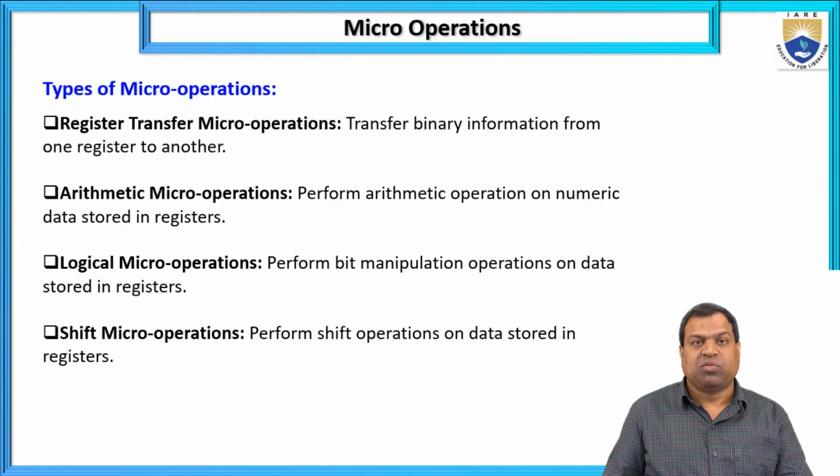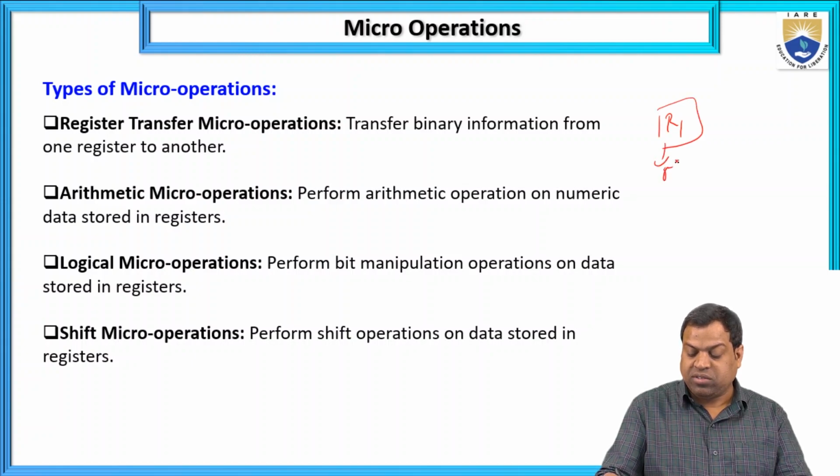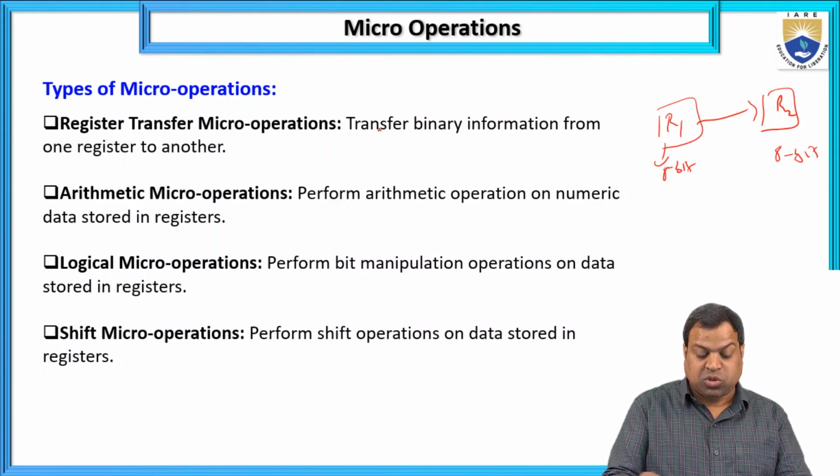Register transfer transfers binary information from one register to another. Suppose I have an R1 register with 8-bit data. I have to transfer the same 8-bit data to another register. Is it possible? It is possible with register transfer micro operations.